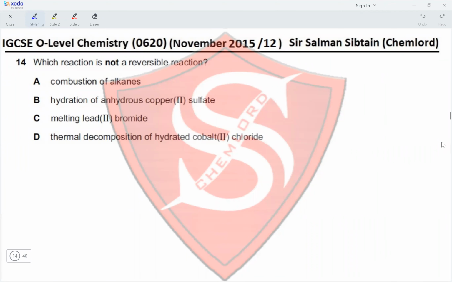Question 14. Which reaction is not a reversible reaction? Combustion of alkanes. Combustion of alkanes means that alkanes would burn in oxygen producing CO2 and H2O. So this is not a reversible reaction.